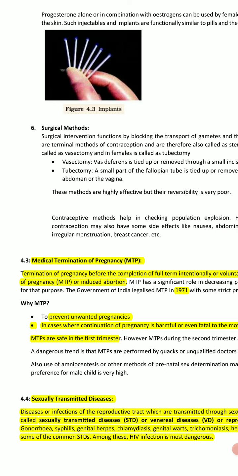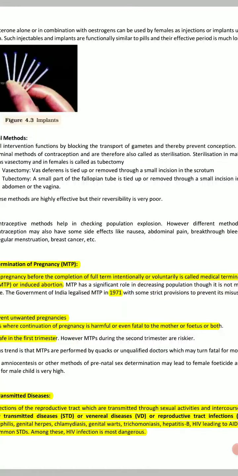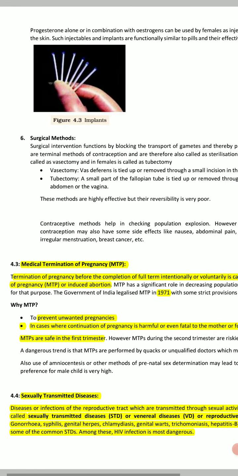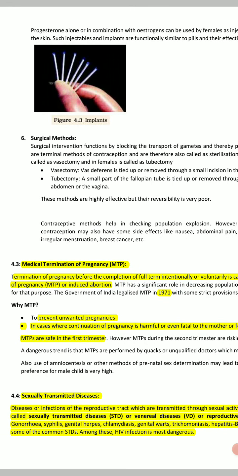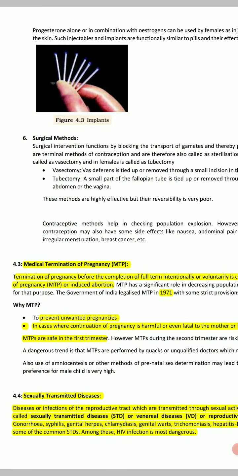So these STDs are important for your 1 or 2 marks question. The diseases or infections of the reproductive tract which are transmitted through sexual activities and intercourse are called STDs, or venereal diseases, or reproductive tract infections. That's called RTI. Okay.